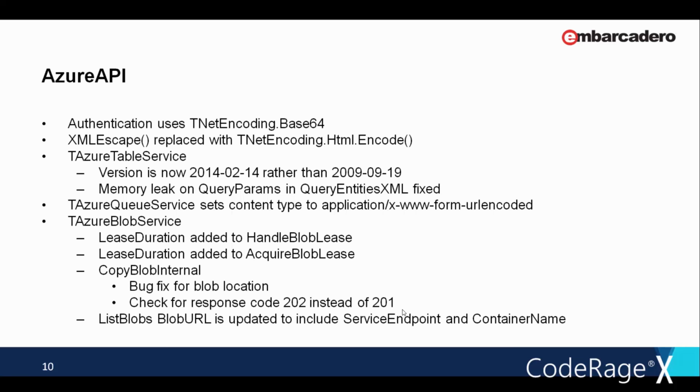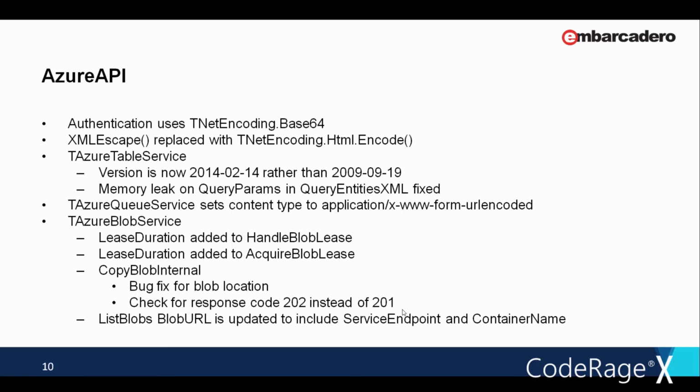You can now set lease duration for blobs more conveniently. And Copy Blob Internal has a bug fix for the blob location and checks for response code from Azure of 202 instead of 201. So again, that might be a low-level thing that would affect you with your changes, but probably it's just a bug fix that you'll benefit from.